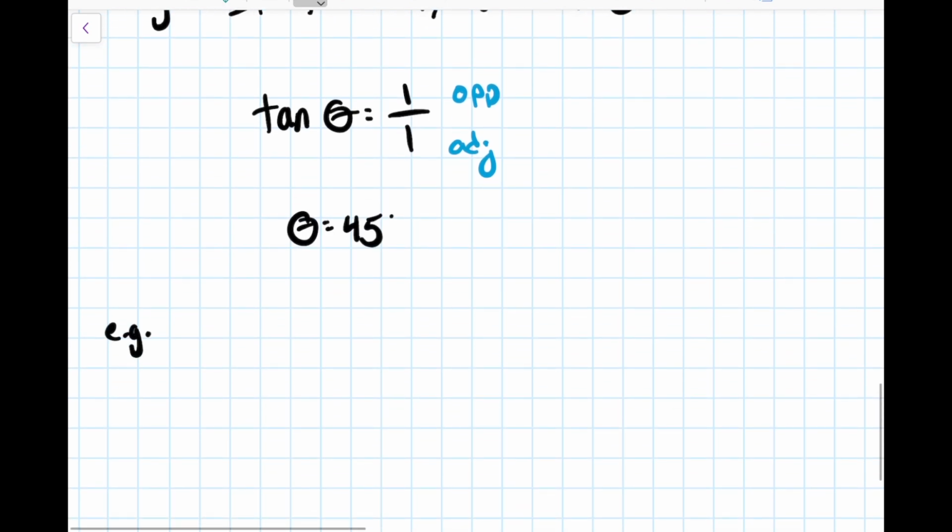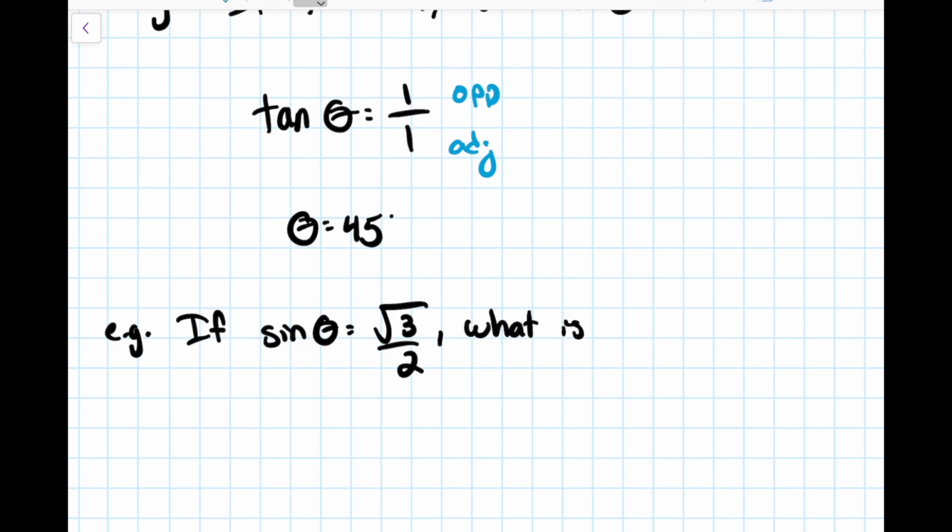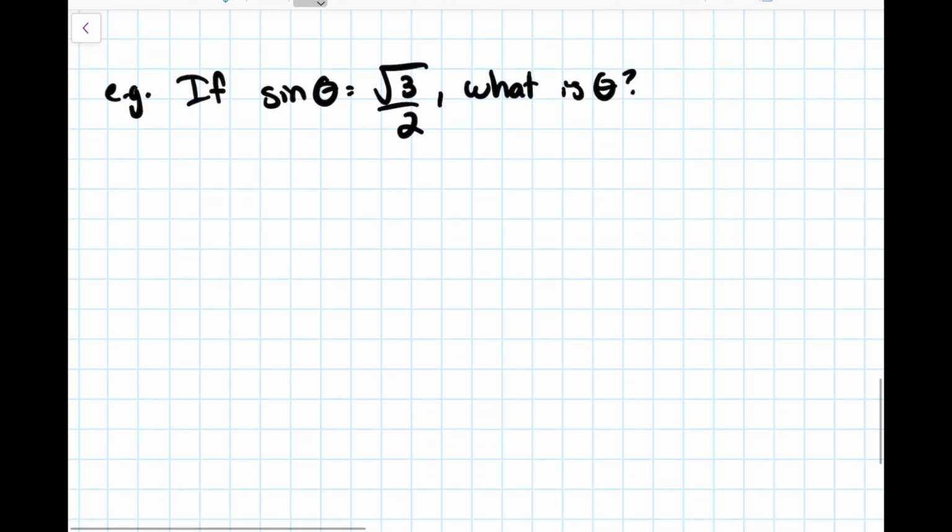So see if you can do the same thing. So if I tell you that sine theta is root 3 over 2, go ahead and tell me what theta is. So root 3 over 2, if we're thinking in terms of our special triangles, the triangle with the root 3 and the 2 in it is our 30, 60, 90 triangle.